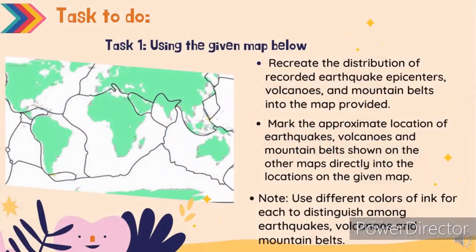Our next task: using the given map below, first, you're going to recreate a distribution of recorded earthquake epicenters, volcanoes, and mountain belts into the map provided. Then, mark the approximate location of earthquakes, volcanoes, and mountain belts shown on the other maps directly into the given map. Make sure you use different colors of ink for each to distinguish among earthquakes, volcanoes, and mountain belts.